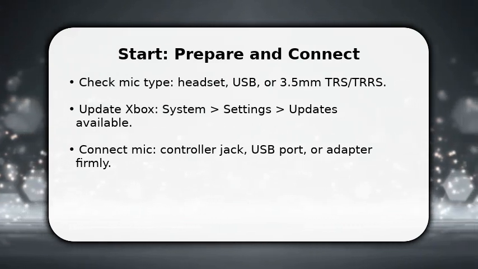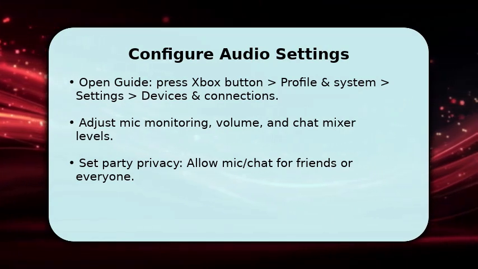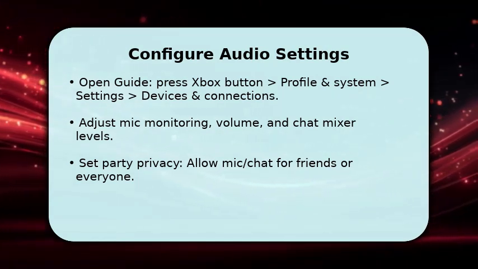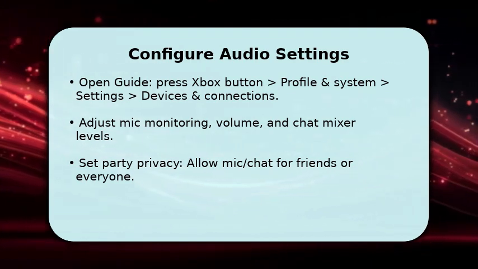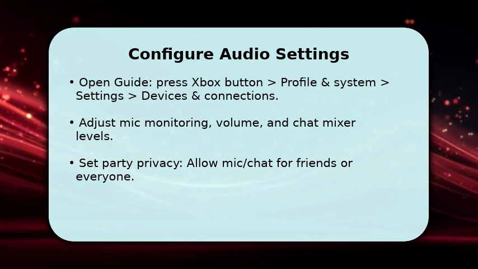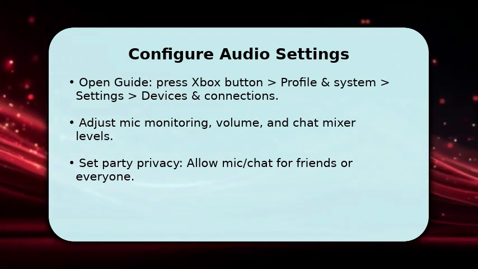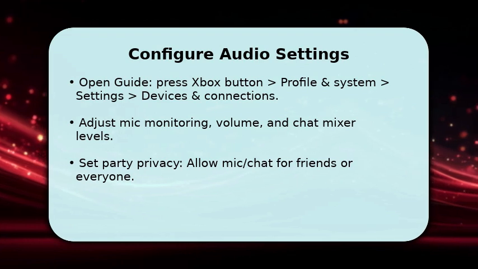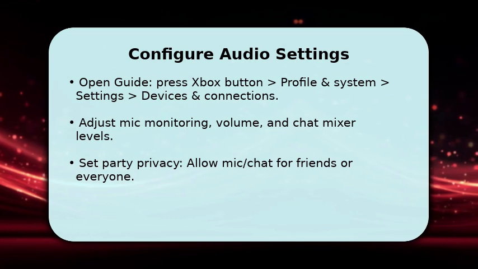Open Settings and go to Devices and Connections. Select your headset or mic, then adjust mic monitoring so you can hear yourself and set chat/game balance with the mixer slider. Make sure the input is selected correctly and test with the built-in mic test or a party chat. If you need clearer voice pickup, increase mic boost or decrease in-game volume. Once configured, save settings and perform a quick call.